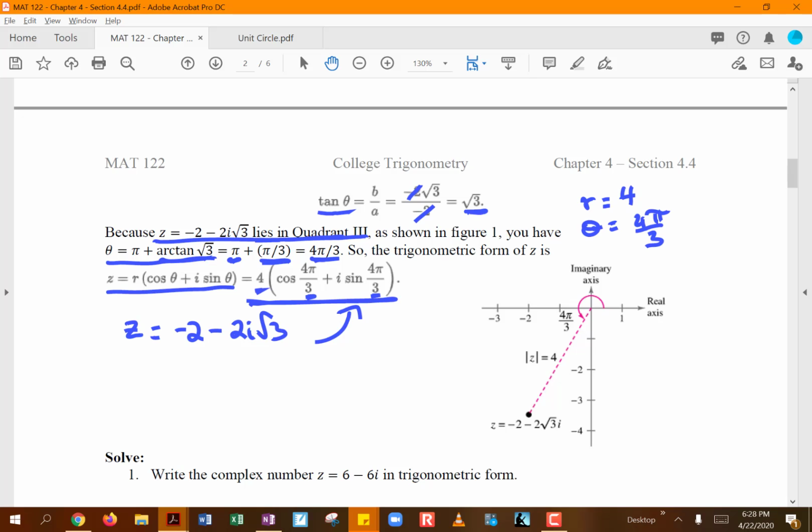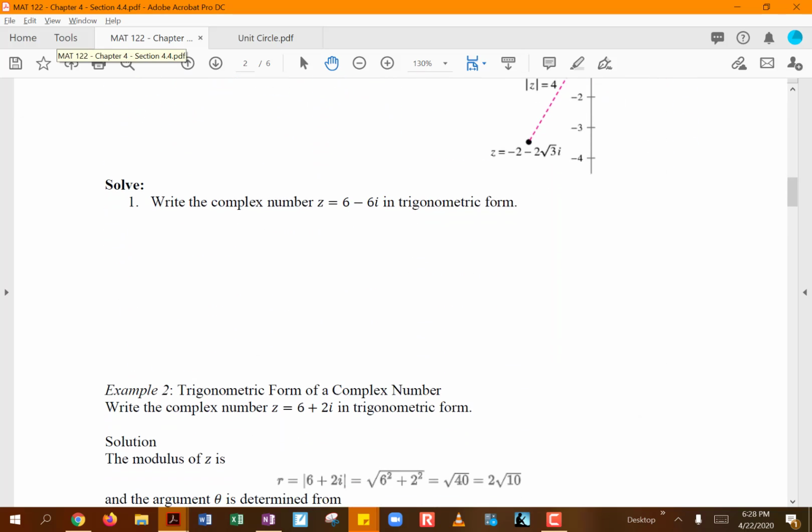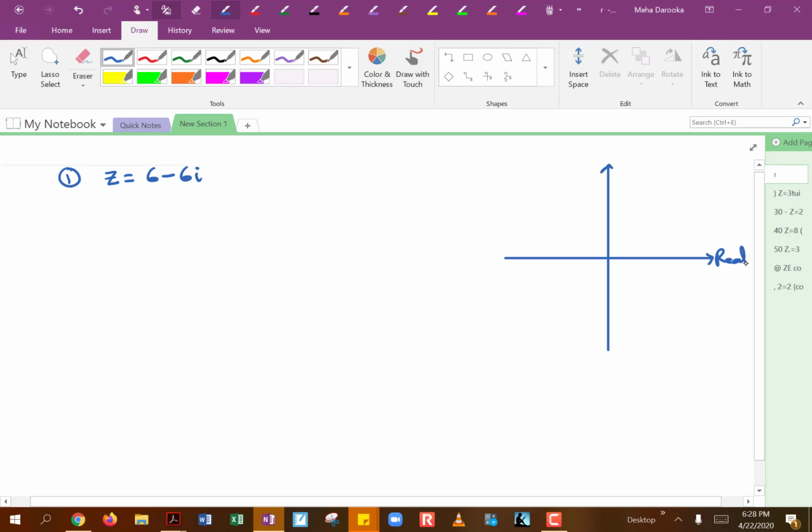Okay, so let's go ahead and take a look at our problem over here. They're asking us to write the complex number z equals 6 minus 6i in trigonometric form. So let's see what that will end up looking like. And you know what, just so that we can see what quadrant this will fall in, let's go ahead and do a little coordinate plane over here. And of course this will be our real axis, and this will be the imaginary axis.